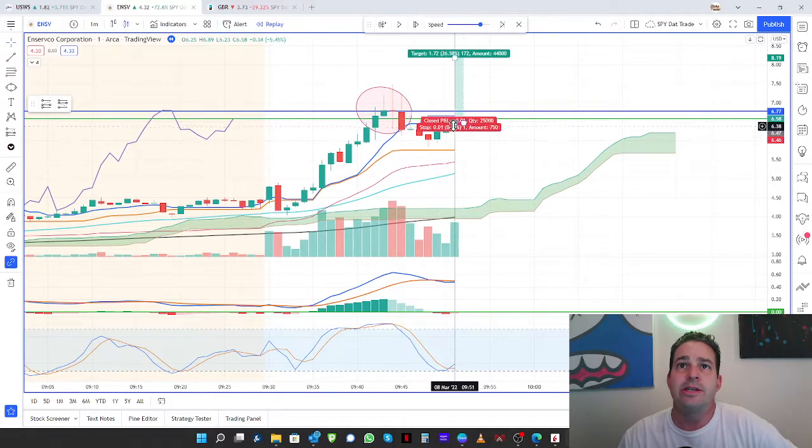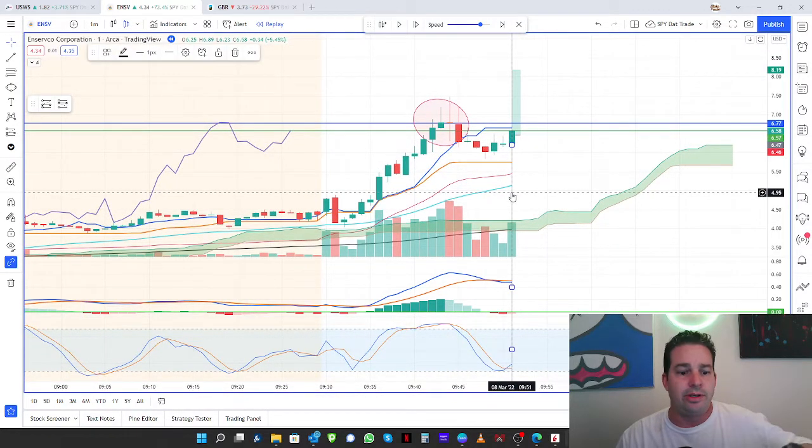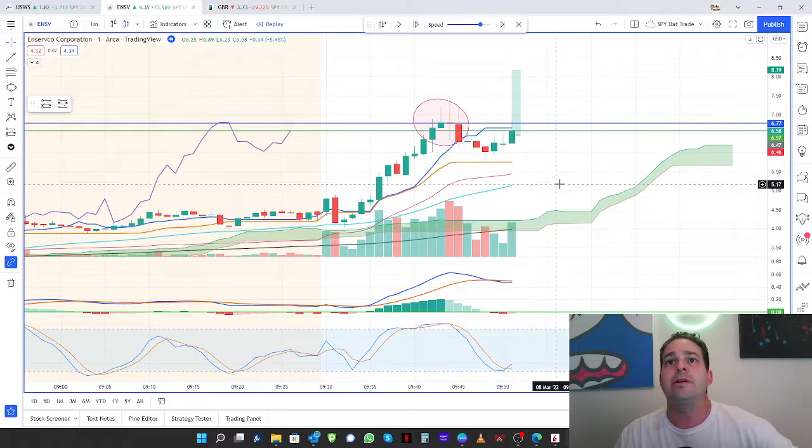So on this candle here, when I saw it cross on the stochastic RSI, I immediately pushed my button. I got filled right here at 647. So 647, and it ran up. Let me get rid of this here.